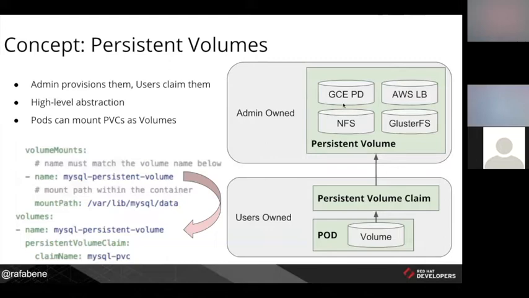So if a persistent volume is available to you, it will be bound to a persistent volume claim. And then in your pod, you will create a volume that uses the claim name that you specified, and then you mount that persistent volume in a mount path. We'll see that in the demo. Okay.